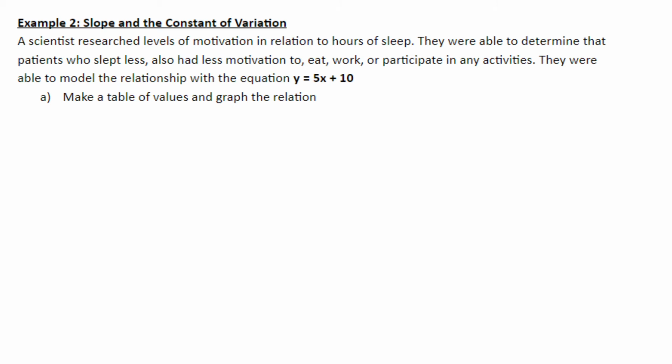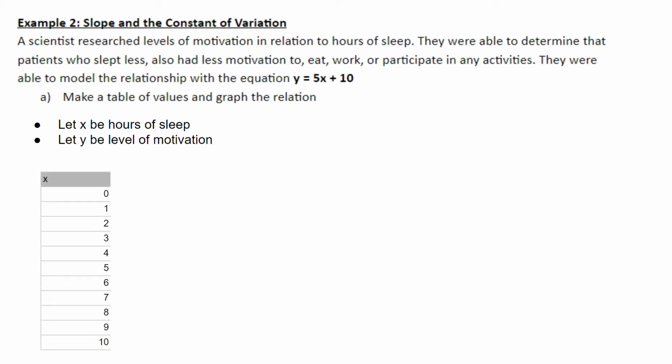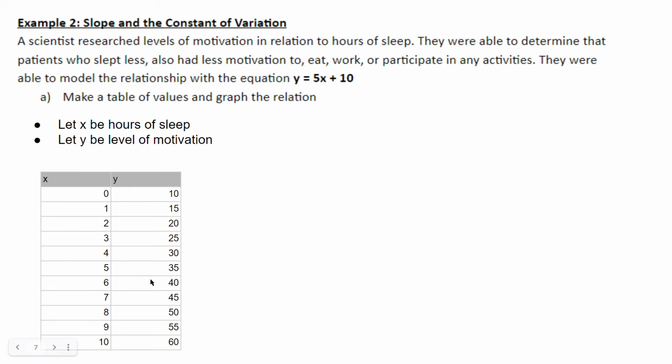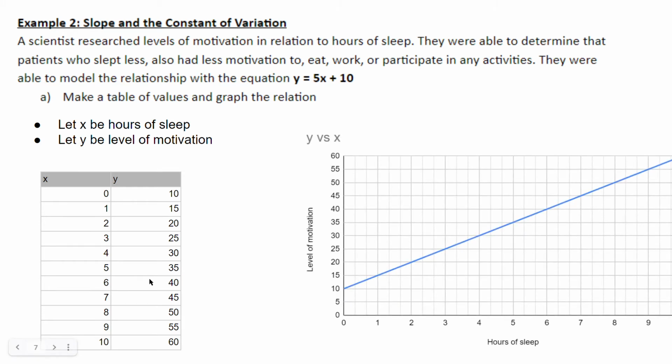Now we want to make a table of values and graph this relation. So we begin. Let x be our hours of sleep and let y be our level of motivation in vibes. So we just plot our x, 1, 2, 3, 4, 5, and then our level of motivation over here. So we can now plot this. We just plug in the values. We start with 0, 10 over here, and then we go from there. Every hour of sleep, we add 5 levels of motivation.